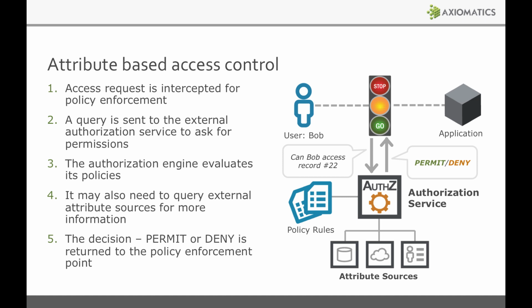With those policies and with the additional attributes fetched from those data sources, the authorization service can reach a conclusion as to whether access should be granted, and it returns that decision back to the policy enforcement point, either a permit or a deny. If it's a permit, the business request goes through. If it's a deny, then the request is bounced back to the user.